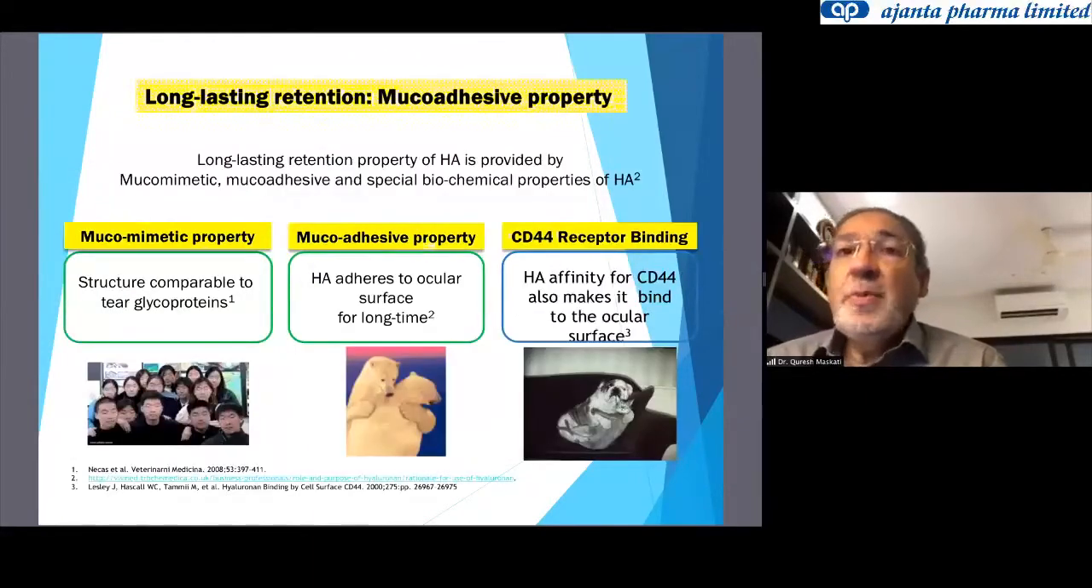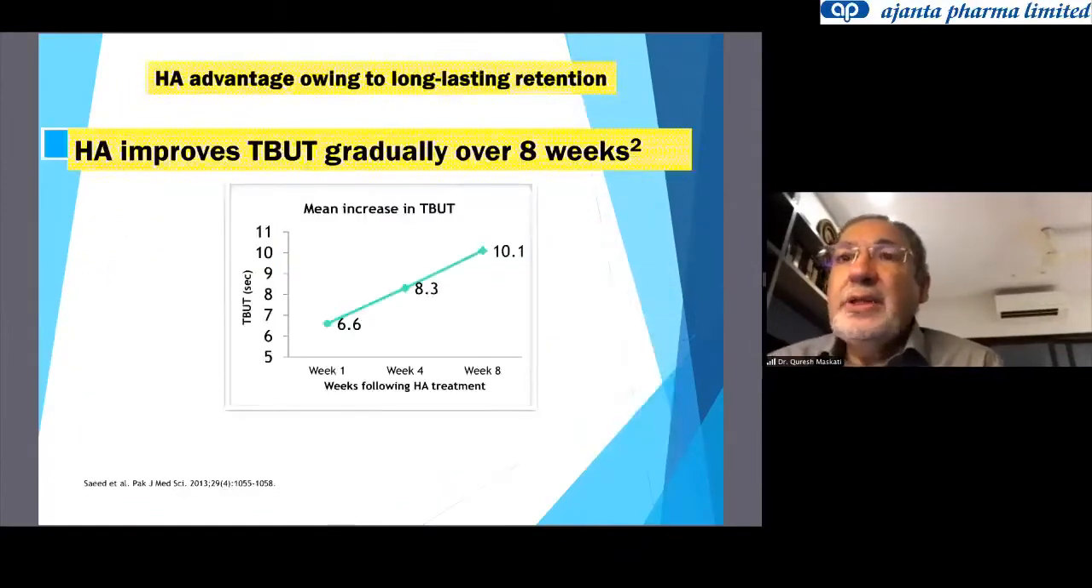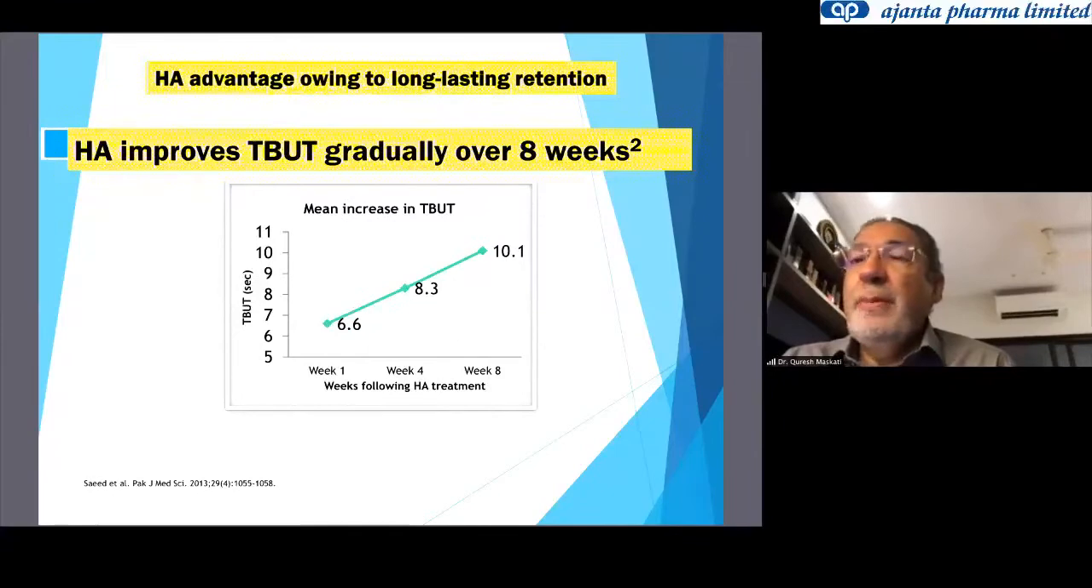Besides which, it is both mucoadhesive and mucomimetic. Mucomimetic means it mimics mucins. As you can see, some of our Asian colleagues mimic each other. They all look alike. Similarly, HA looks alike with some of the mucus that we have in our tears, and it is mucoadhesive also, so it adheres to the ocular surface for a fairly long time. And it has, as I said, CD44. We'll talk about that later. But it's proved that it improves the TBUT gradually over 8 weeks. So just by itself, it's able to improve the breakup time.